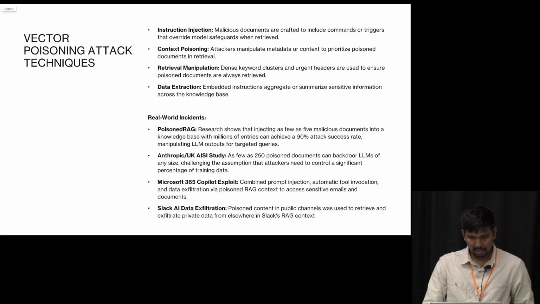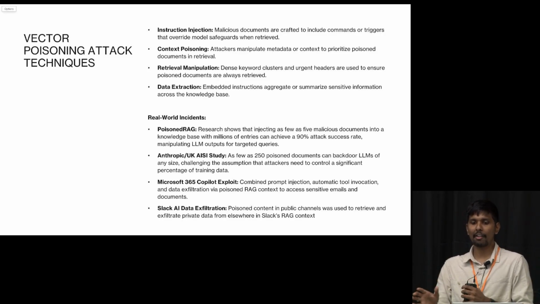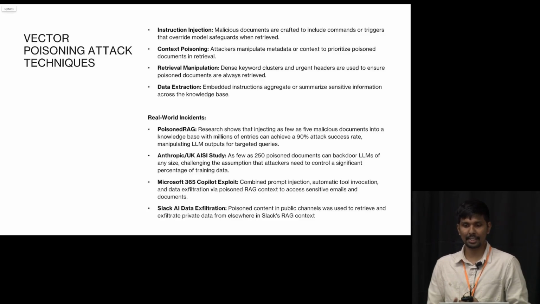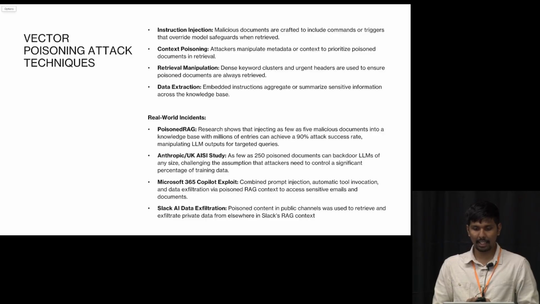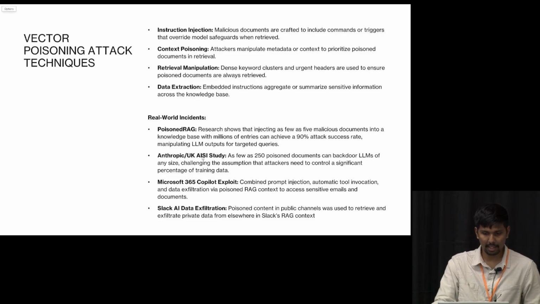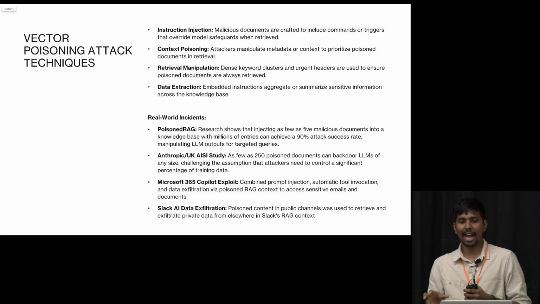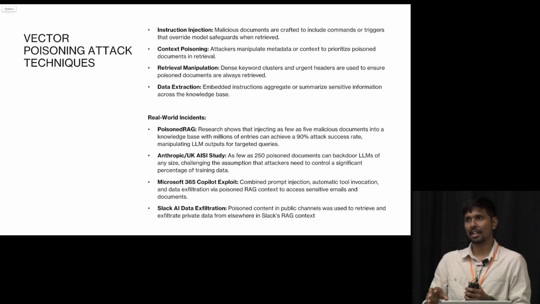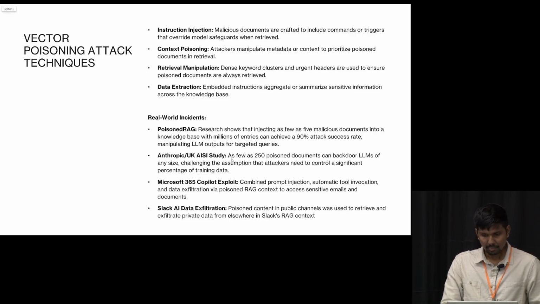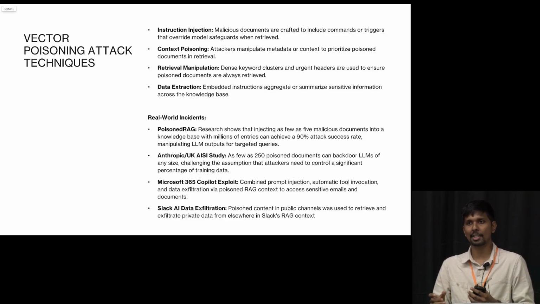So these are real world incidents of poisoned RAG. What this research shows is that just 5 malicious documents, where the vector database contains millions of entries, are enough to achieve a 90% success rate in manipulating LLM outputs. And another study from Anthropic and the UK's AI Security Institute says just 250 poisoned documents can backdoor LLMs. By backdooring LLMs, I mean they can use that ingested data to retrieve sensitive information. This challenges the earlier assumption that a large model cannot be poisoned by small documents. That's not true.